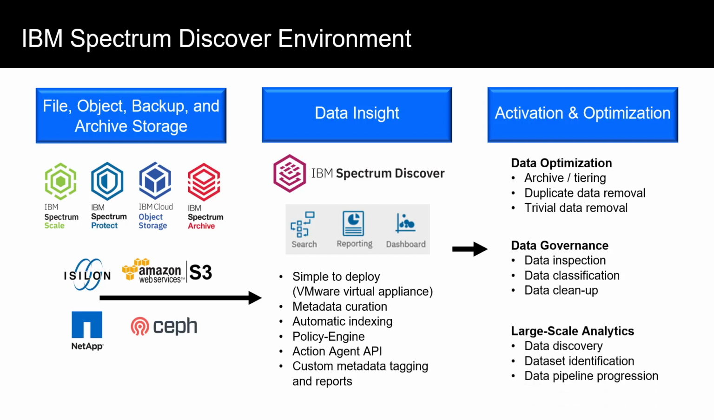Spectrum Discover increases AI and data science productivity by unifying data silos so that researchers and data scientists can find the file and object data wherever it resides, whether on-premises or in the cloud. It simplifies and accelerates data curation and preparation and reduces time to accuracy and results.